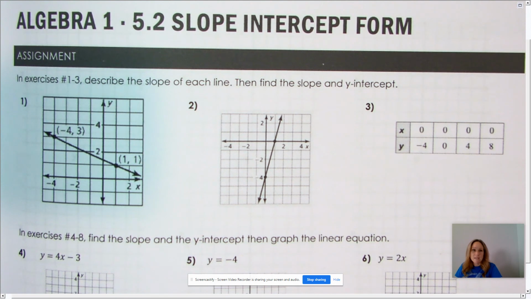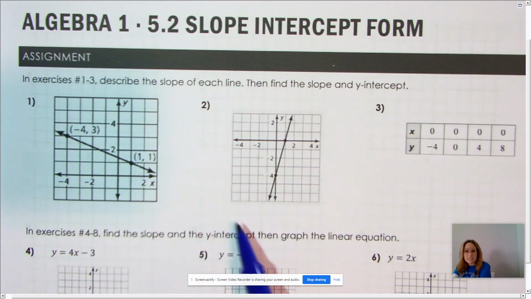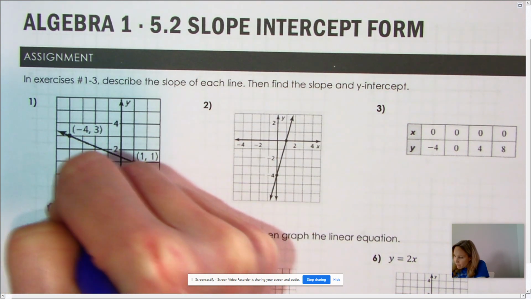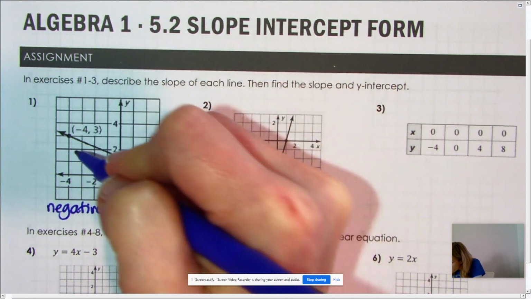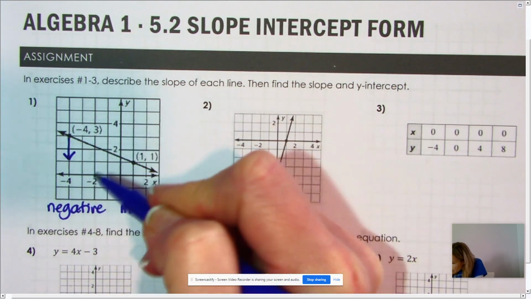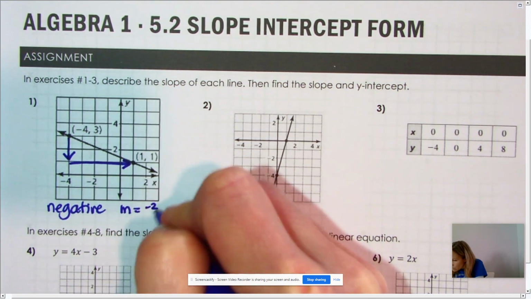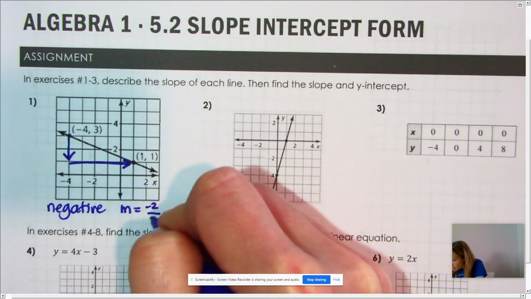Okay, question number 1, it says in exercises 1 through 3, describe the slope of each line and then find the slope and y-intercept. So first of all, I'm going to describe it. I'm going to say, oh, look, it's going down. So it is going to be a negative slope. Okay, so m equals how much did I go down by and how much did I go over by? So I went down by 2 and I went over by 1, 2, 3, 4, 5.